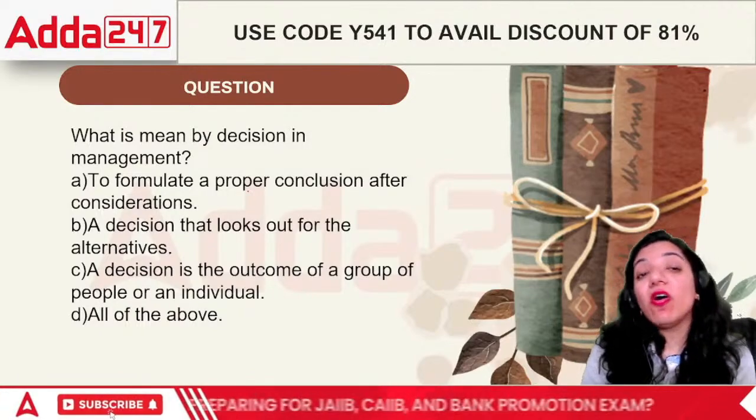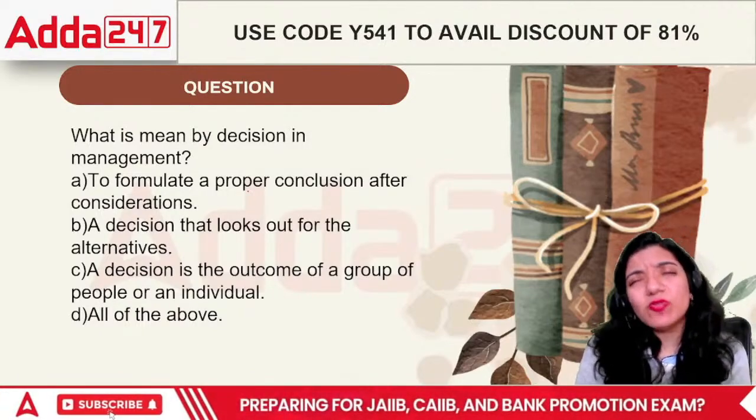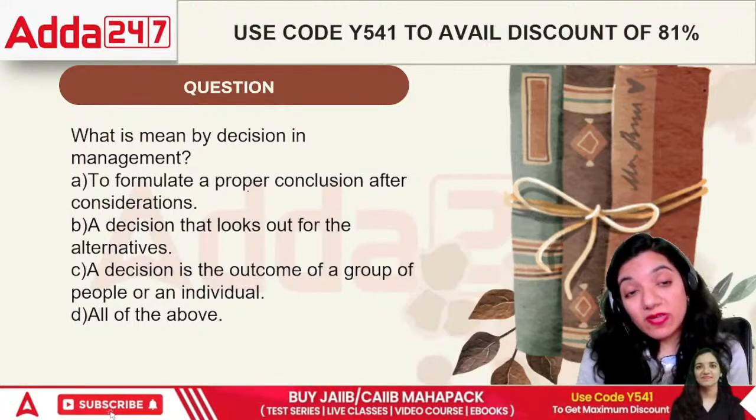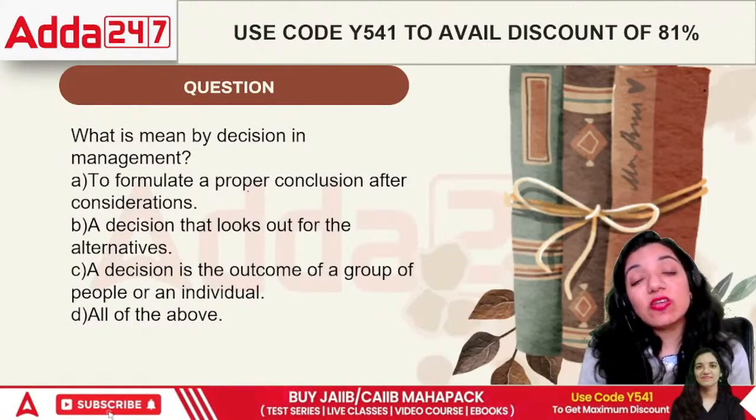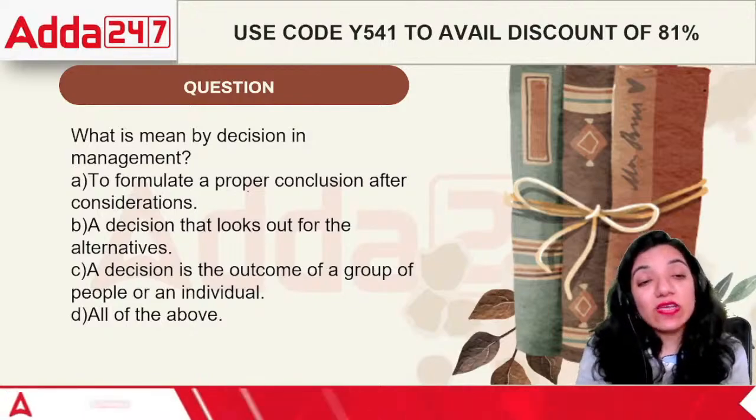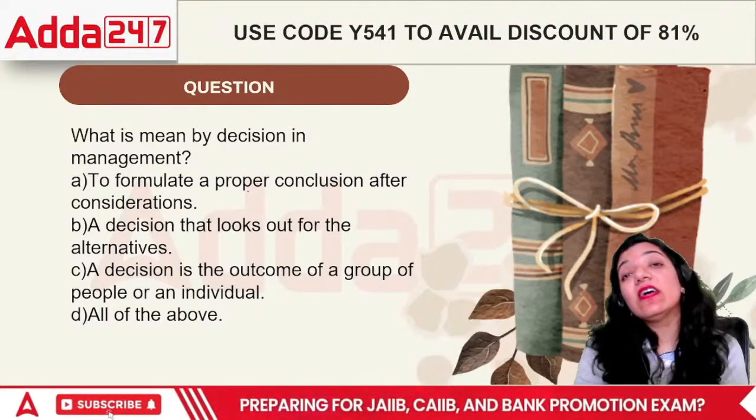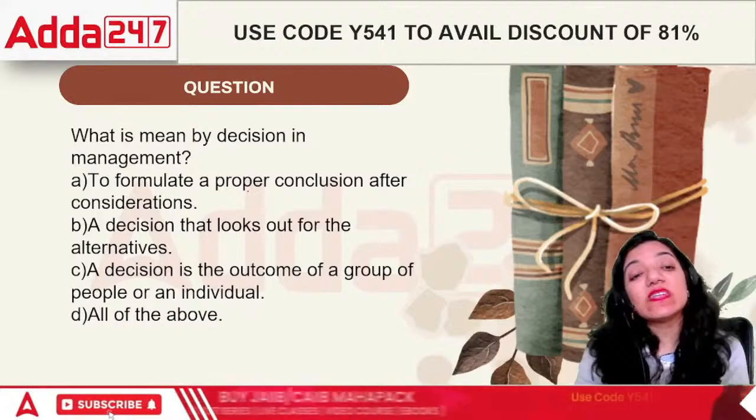What is the meaning of decision by management? What do they do in terms of decision making? Are they formulating a proper conclusion? Decision is basically looking out for different alternatives. It is not looking out for different outcomes. We are considering the various outcomes and choosing the best.